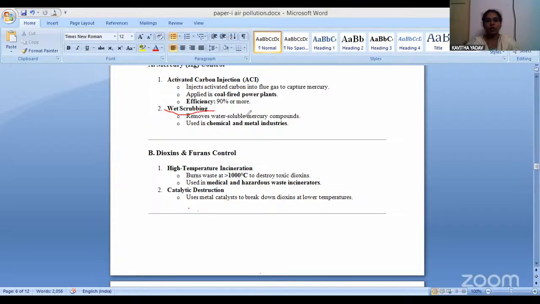It removes the water-soluble mercury compounds. Most important one, the heavy metal removal. For that heavy metal removal we use wet scrubbers, which are mainly used in the chemical and metal industries. Right? Clear? Just keep it in your mind. These are the wet scrubbers used in the chemical and metal industries to remove heavy metals, one of which is mercury, right?